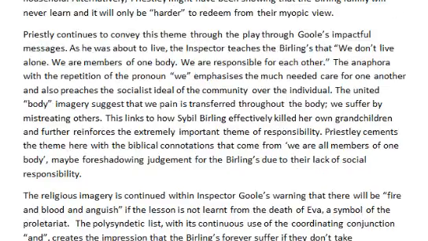Priestley continues to convey this theme through the play through Goole's impactful messages. As he is about to leave, the inspector teaches the Birlings that we don't live alone, we are members of one body, we are responsible for each other. The anaphora, with the repetition of the pronoun we, emphasises the much-needed care for one another and also preaches the socialist ideal of the community over the individual. The united body imagery suggests that when pain is transferred throughout the body, we suffer by mistreating others, and this links to how Sybil Birling effectively killed her own grandchild, and further reinforces the extremely important theme of responsibility. Priestley cements the theme here with the biblical connotations that come from we are all members of one body, maybe foreshadowing judgment for the Birlings due to their lack of social responsibility.